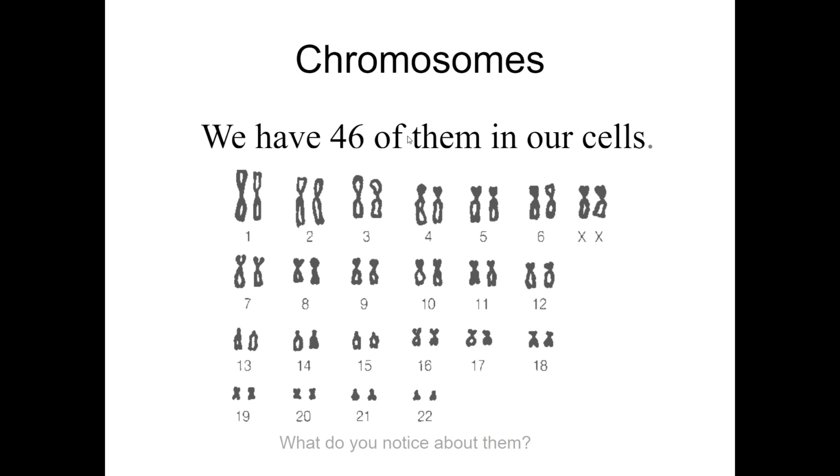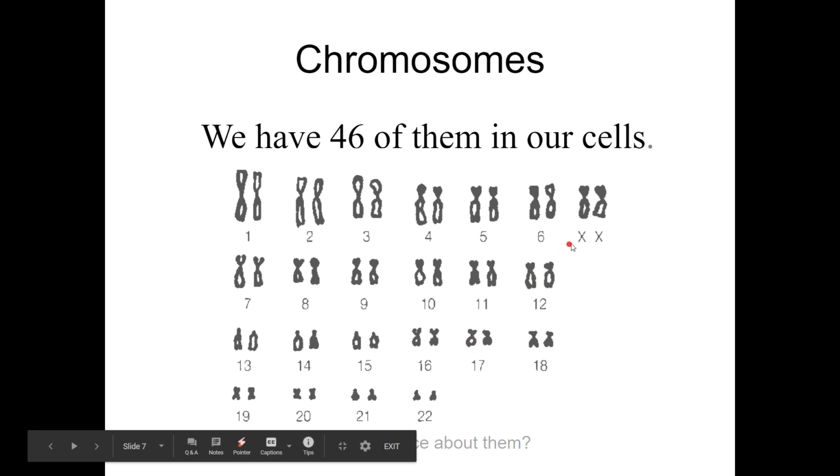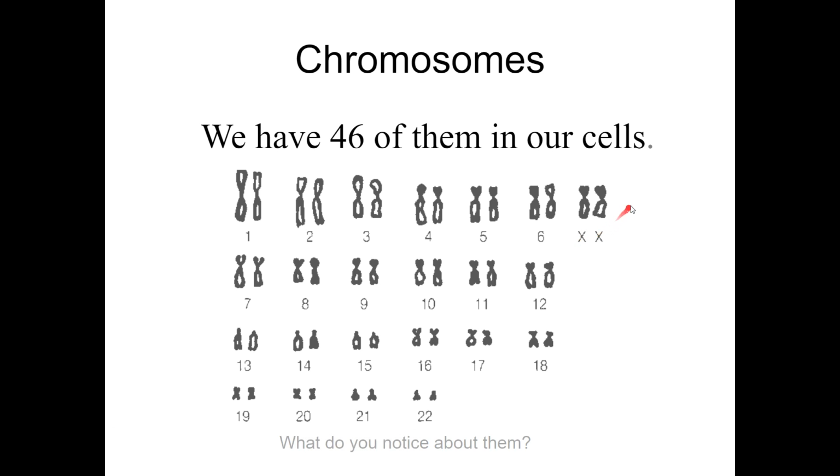We have 46 of them. You notice we have one from mom and one from dad, one from mom and one from dad. And if we have 2, 4, 6, 8, 10, all the way through 22, that's 44. And then over here, these guys right here are 45 and 46. So our cells have 46 chromosomes.